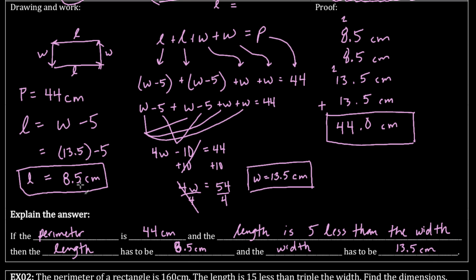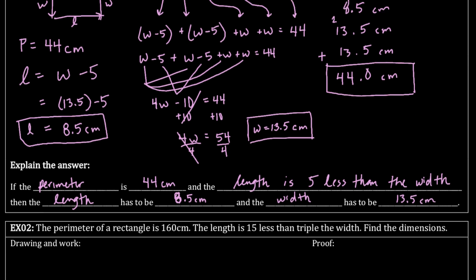We can change these two numbers. Like I can make this 9.5 and this 12.5, but then the length isn't going to be 5 less than the width. So basically it has to be these two numbers for the length to be 5 less than the width and the perimeter to be 44 centimeters.